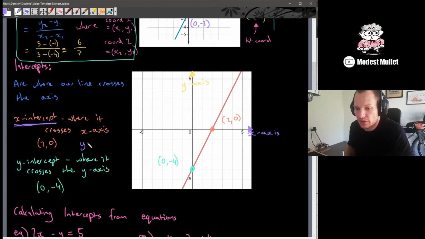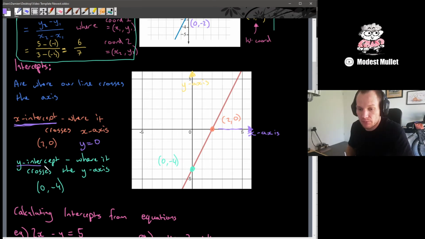always occurs when y equals 0, because if y equals 0, we'll always be on this line. It will always be on our x-axis. So, the x-intercept always occurs when y equals 0, so when the opposite letter is equal to 0.